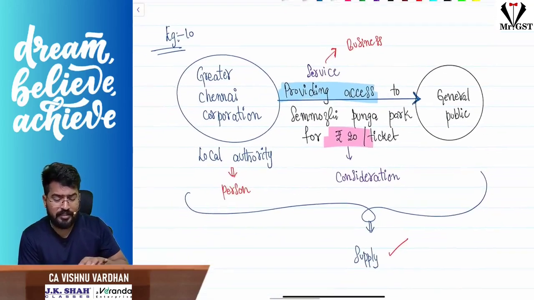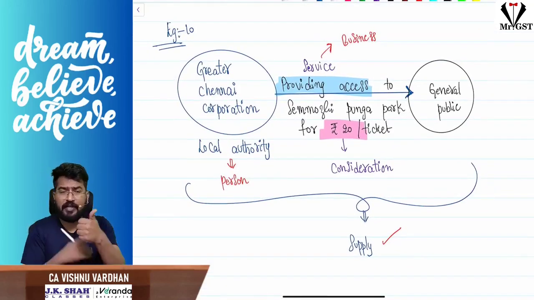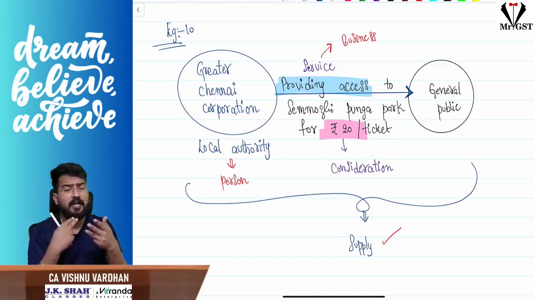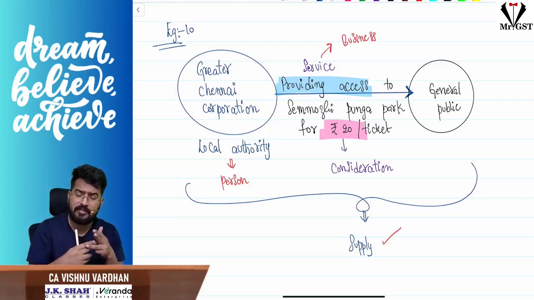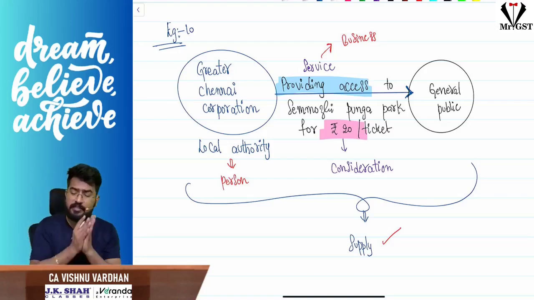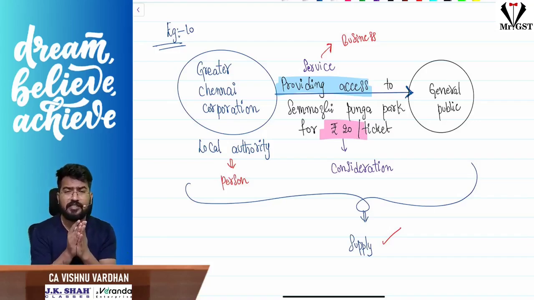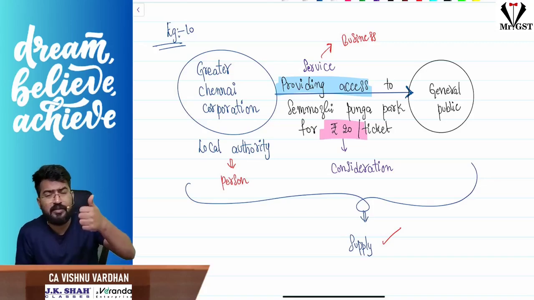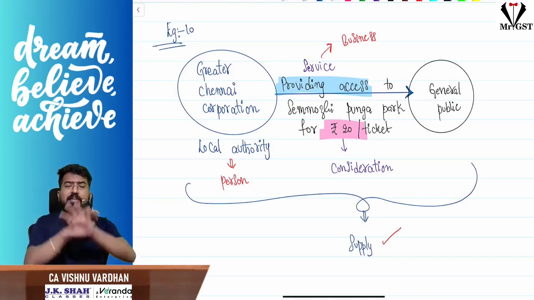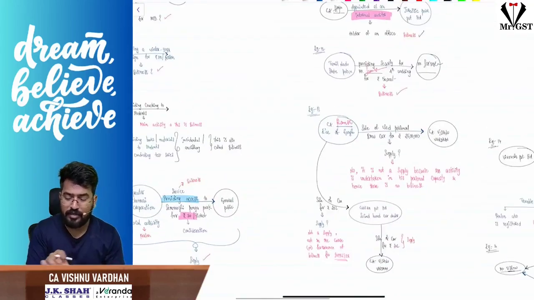Next, Greater Chennai Corporation, a local authority, providing access to a local park to the general public. Providing access to a particular place is a service, and that is also treated as business. There is a consideration of 20 rupees per ticket, and this is provided by a local authority, which is a person. So all the conditions are satisfied. There is service in the course of furtherance of business for consideration by a person. So it is happily supply. So guys, please understand here, for a transaction to be called supply, first thing we have to see, there should be goods or services, and it should be done for consideration in the course or furtherance of business. If all these conditions are satisfied, then only we can call it supply.